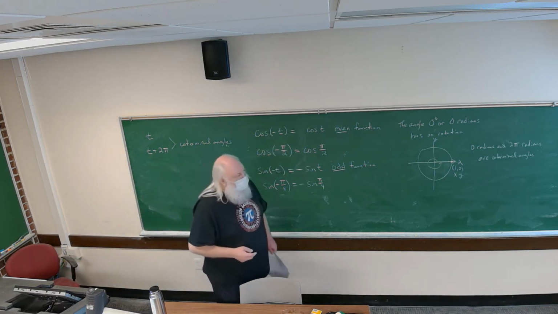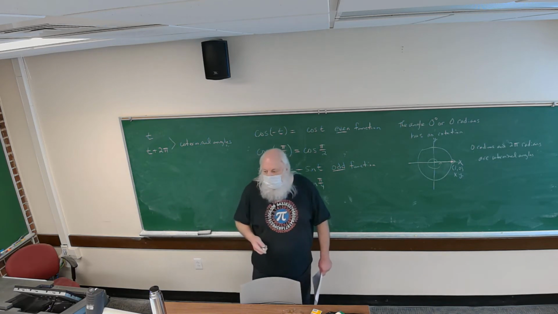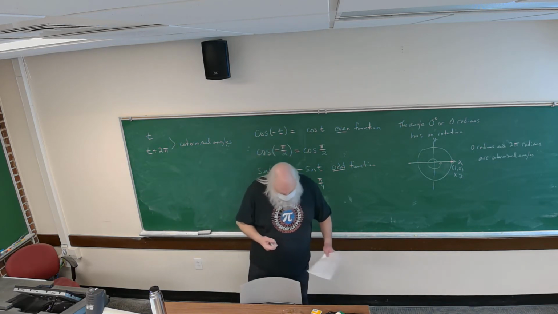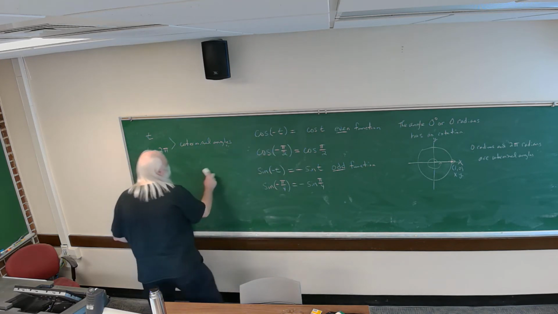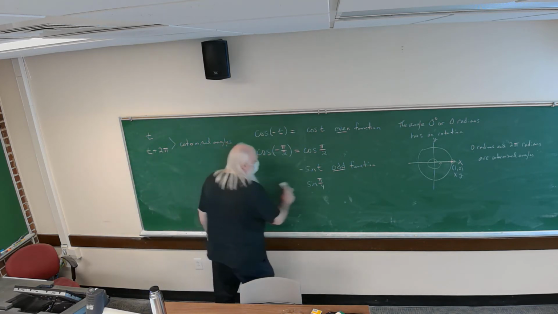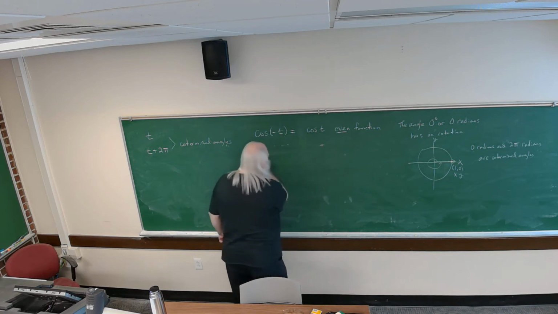Any questions on that? Okay. All right, so let's look at sine and cosine at t equals pi over 4 radians.